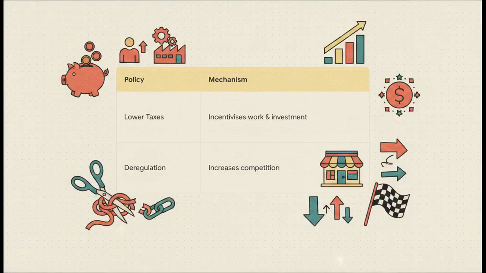Next in the toolkit, we've got financial and regulatory levers. By slashing direct taxes, like your income tax or a company's corporation tax, governments aim to incentivize people to work harder because, well, you get to keep more of your own money. It also leaves firms with extra cash to invest in new machinery. Right alongside this is deregulation. This is essentially stripping away government controls and red tape. Getting rid of those rules decreases compliance costs for businesses and creates a much more competitive, fast-moving market.